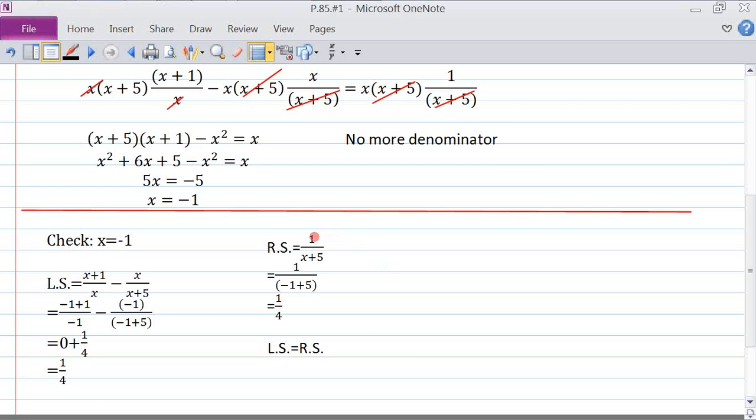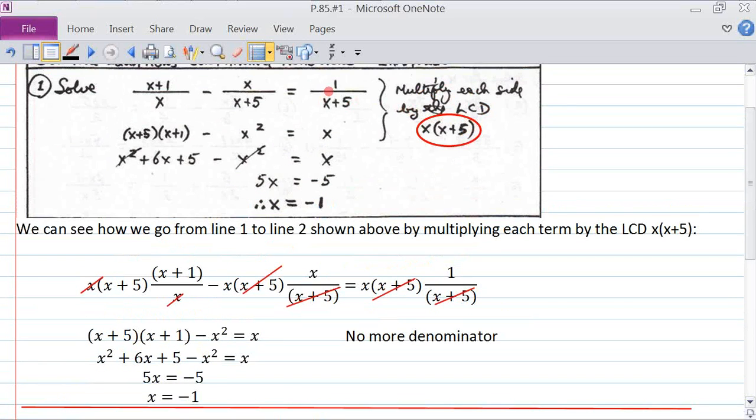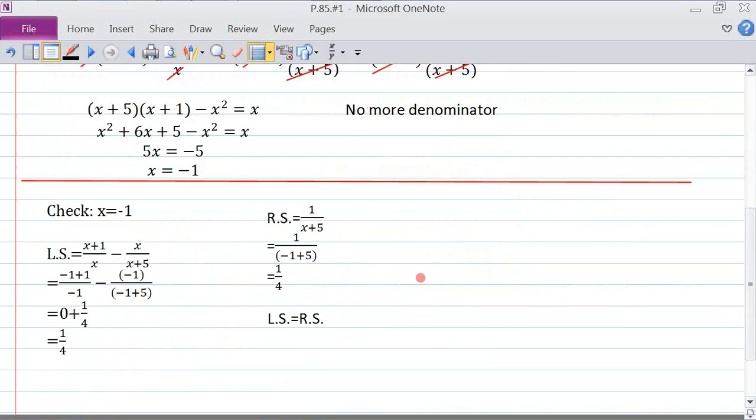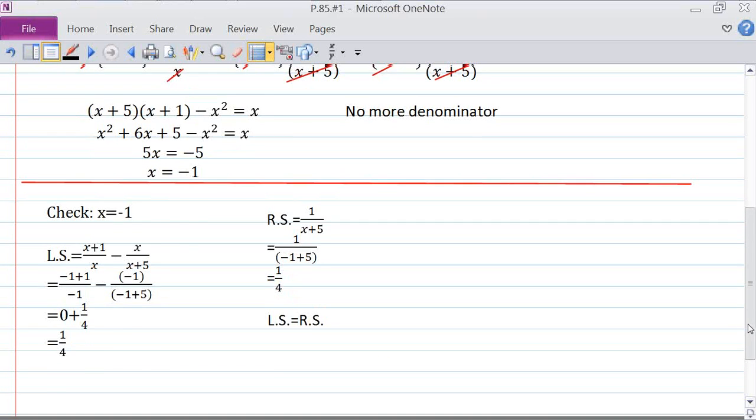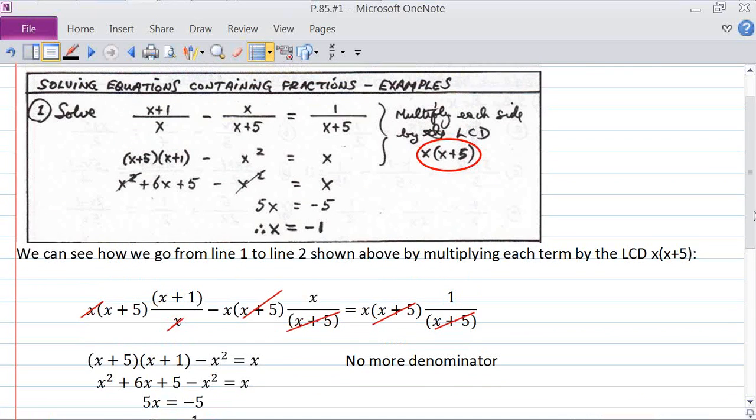Now if I go to the right side of the equation, I have 1 over x plus 5. Okay, we go back to the right side of the equation right here. You have to always put it back into the original equation. Put the minus 1 here, replace that right here, plus 5. So I have 1/4, the left side equals the right side. And so the solution x equals minus 1 is valid.